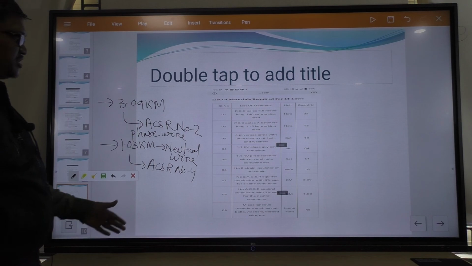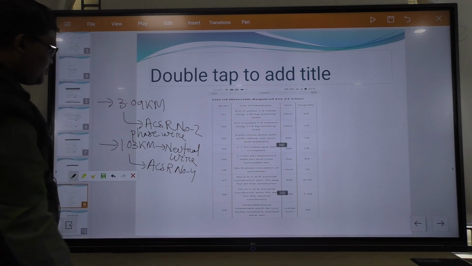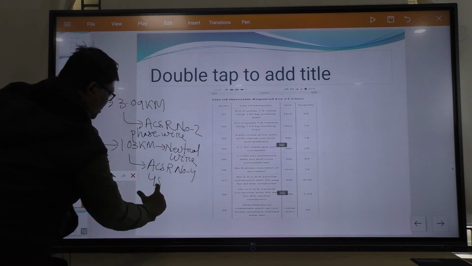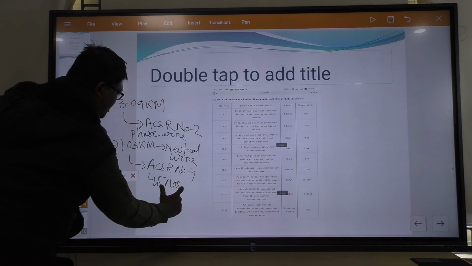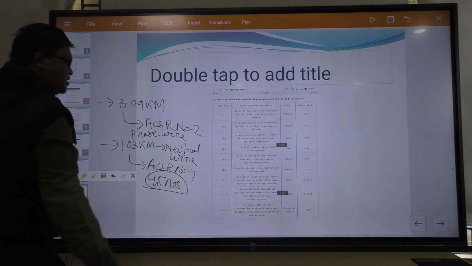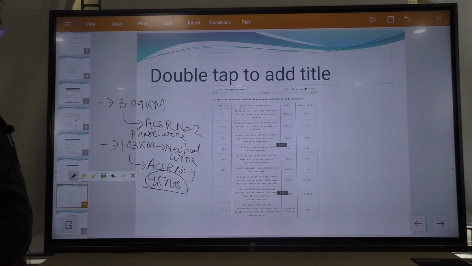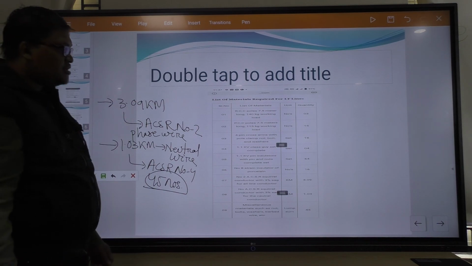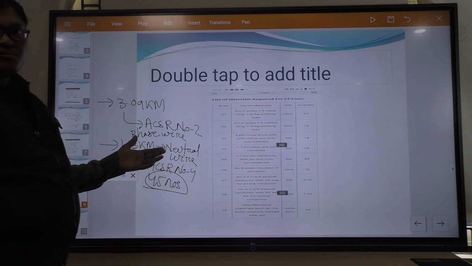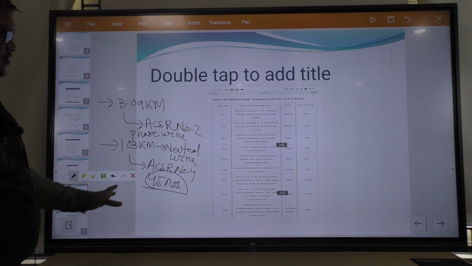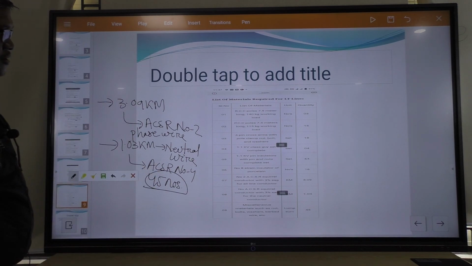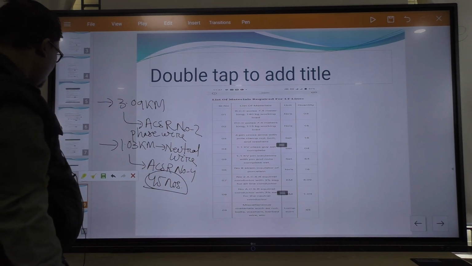And the miscellaneous items are approximately 40 numbers. The miscellaneous items include barbed wire, guard wire and pole foundation, everything taken as a lump sum of 45.